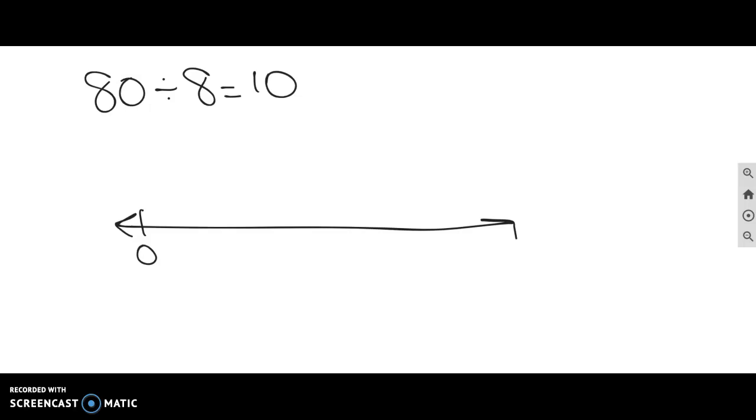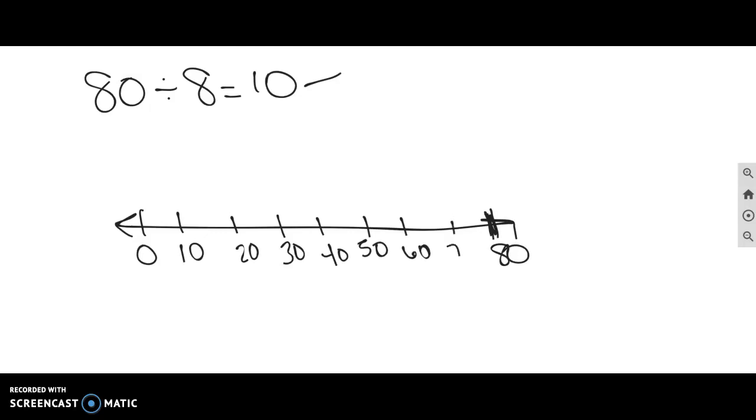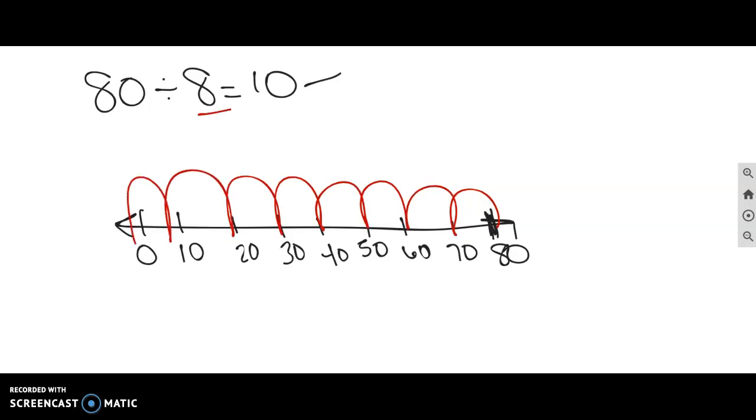Let's check it. So we know 80 is the number we're going to end on. And we know that we're counting by 10s. So 10, 20, 30, 40, 50, 60, 70, 80. So let's see how many hops it took us to get there. 1, 2, 3, 4, 5, 6, 7, 8. Very good. That is our answer.